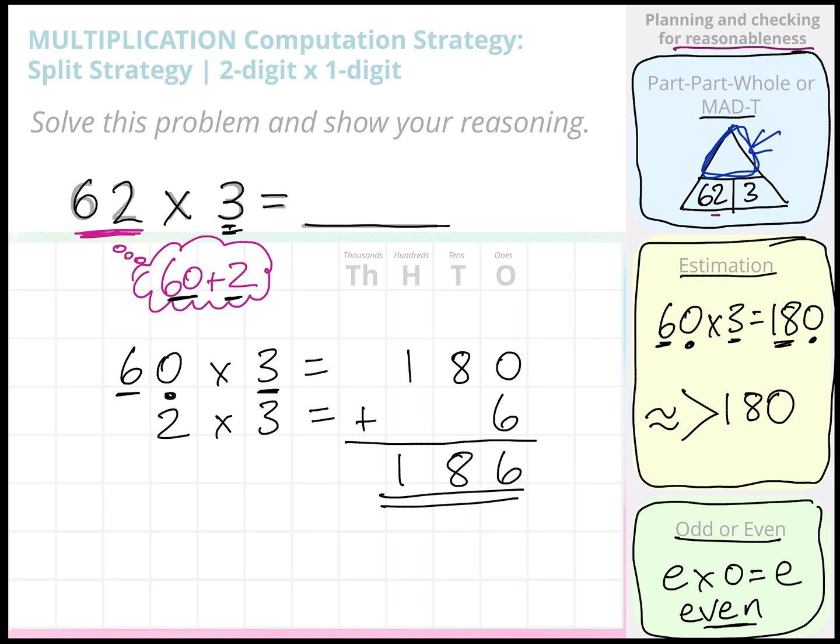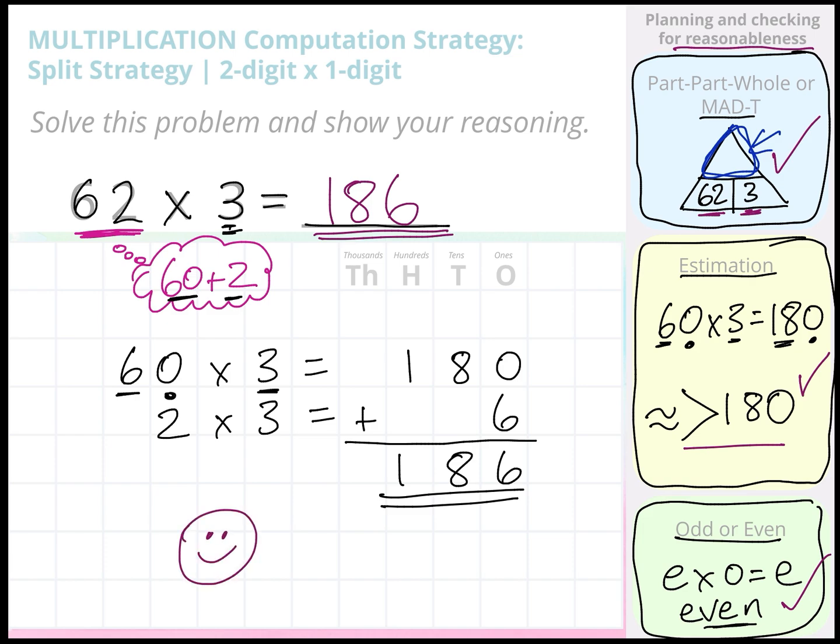So let's have a look now at our checking for reasonableness now. Is my answer greater than 62 and greater than 3? Yes, 186 is greater. Is it a bit bigger than 180? Yes. Is my answer even? Yes, it ends with a 6, so it must be even. I'm pretty happy with that, so I'm going to write my answer 186 and double underline it, and I'm ready to move to the next question.